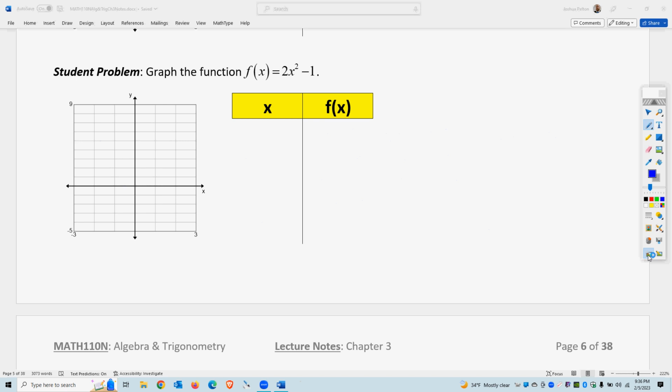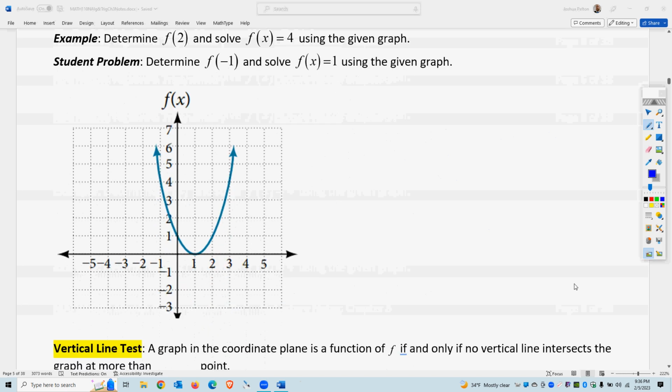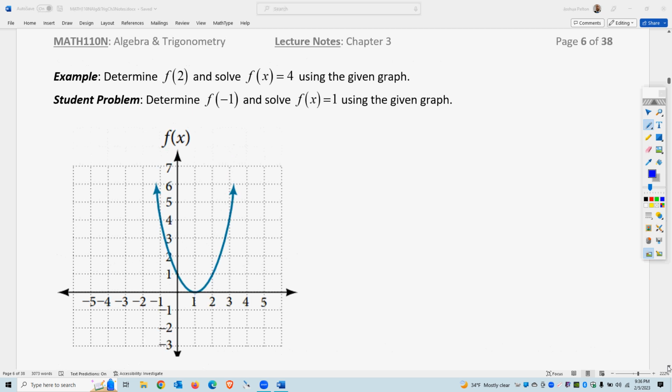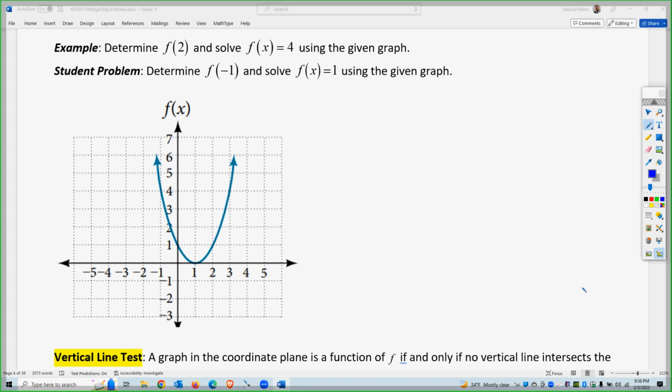All right, let's go to the last page. Okay, let's try the next ones here. So we're going to determine f of 2. Okay. So f of 2. Oh, my pen's not working. F of 2. Oh, what's going on there?